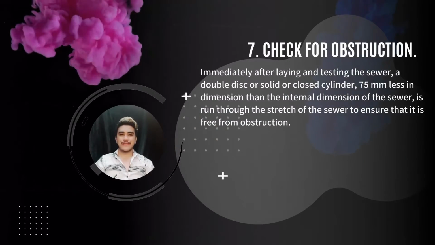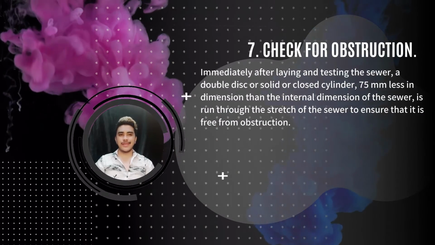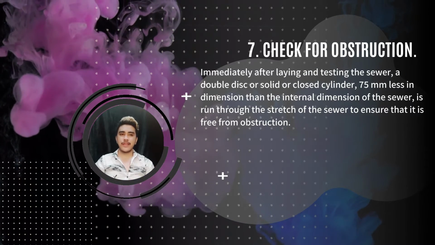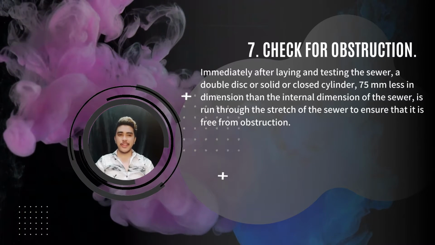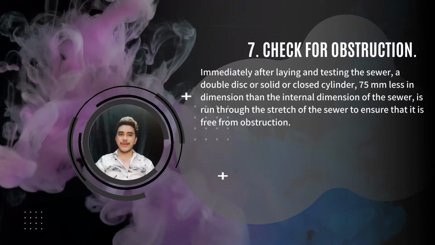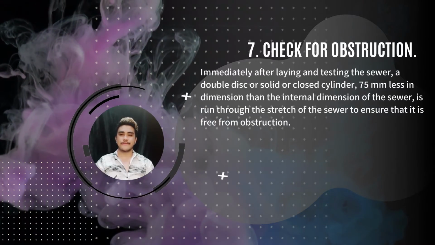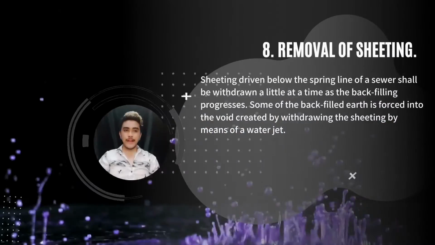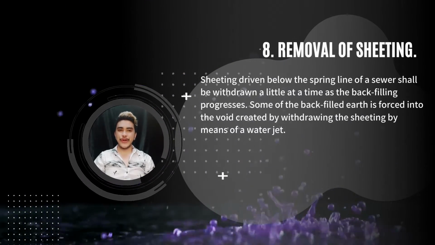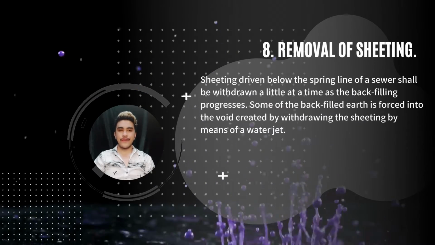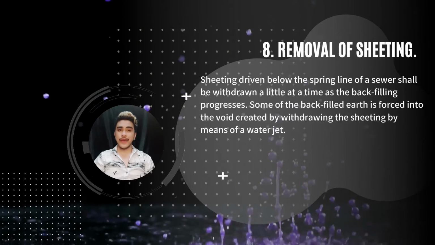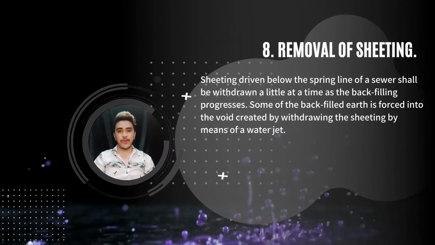Check for obstruction. Immediately after laying and testing the sewer, a double disc or solid or closed cylinder, 75 mm less in dimension than the internal dimension of the sewer, is run through the stretch of the sewer to ensure that it is free from obstruction. Removal of sheeting. Sheeting driven below the spring line of a sewer shall be withdrawn a little at a time as the backfilling progresses. Some of the backfilled earth is forced into the void created by withdrawing the sheeting by means of a water jet.